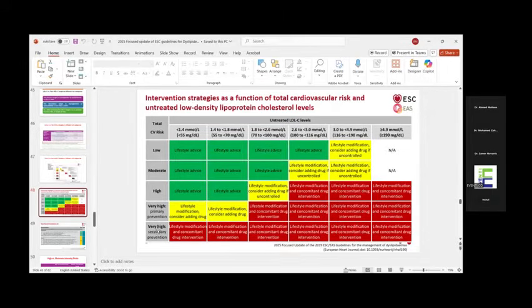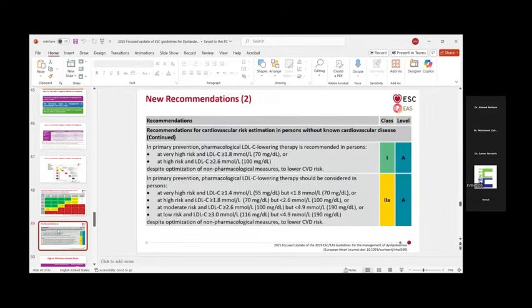Finally, patients with very high risk category but secondary prevention, all these patients, regardless of the LDL cholesterol level, should receive lipid lowering therapy, mainly statins, to lower the cardiovascular risk and to benefit from the non-lipid lowering effect of statins, or pleiotropic effects of statins.